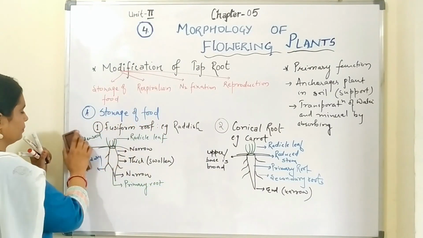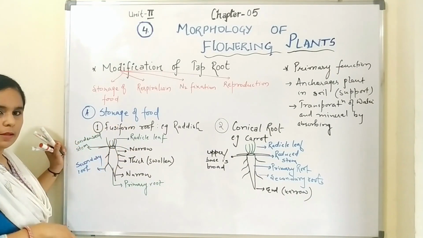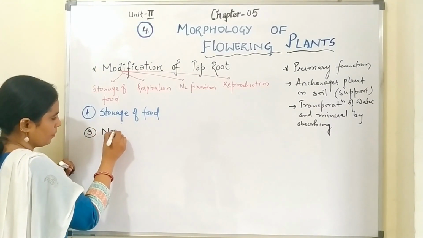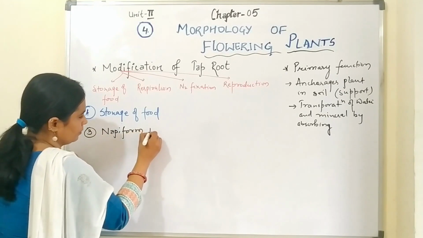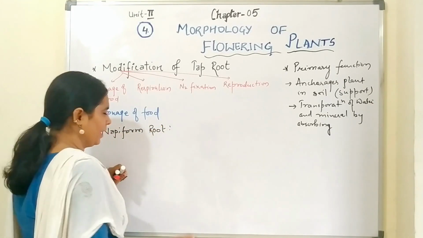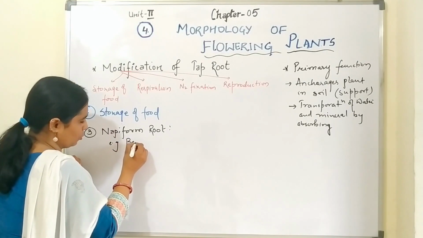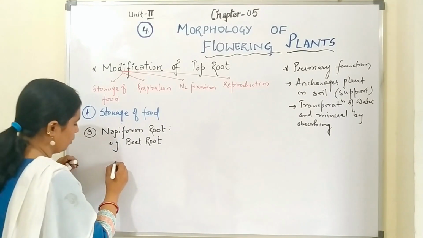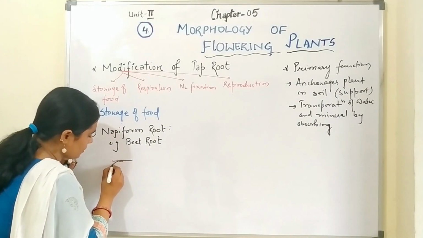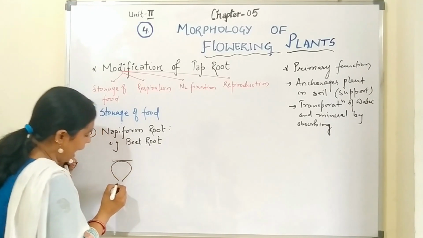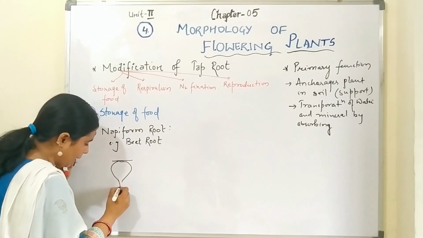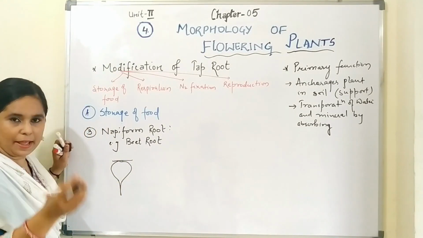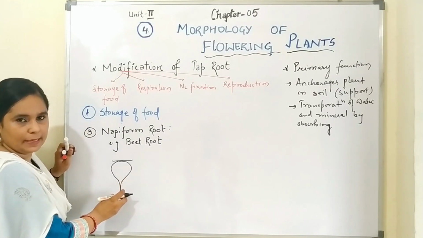Next form is napiform root, and the very well known example is beetroot. Fine. Here in this case, the base is very broad and swollen. It is not a gradual narrowing or tapering. It is a sudden tapering in this case.